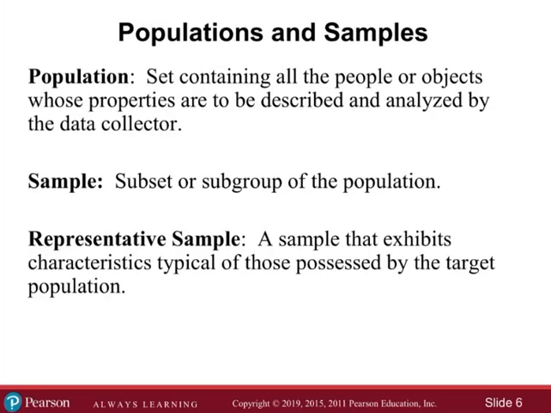So we have populations and samples. A population is a set containing all the people or objects whose properties are to be described and analyzed by the data collector. So that's the collection of all the people or objects whose properties are to be described and analyzed. A sample is a subset or subgroup of the population. A representative sample is a sample that exhibits characteristics typical of those possessed by the target population.